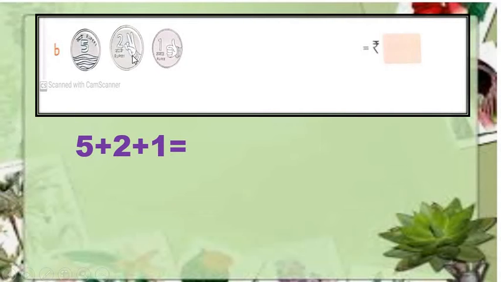5 plus 2 plus 1. 5 plus 2, 7. Plus 1, 8. We have total 8 rupees here. In this box, everyone write down rupees 8.